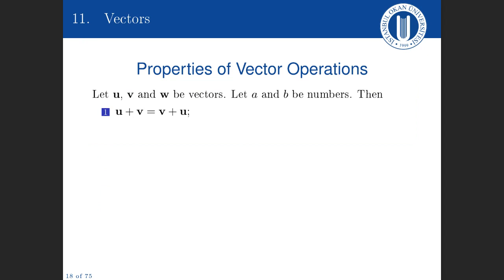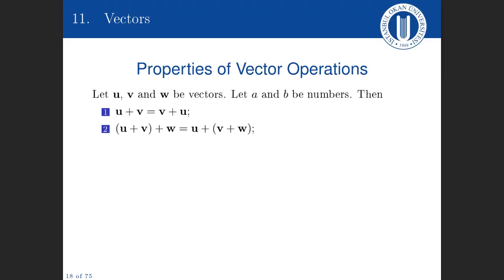Let's talk about some properties of vector operations. Let u, v, and w be vectors. Let a and b be numbers. Property 1: if we have two vectors and we're adding them together, it doesn't matter which order we do them in. u plus v is the same as v plus u. If we have three vectors, it doesn't matter where we put the brackets. (u plus v) plus w is the same as u plus (v plus w). u plus the 0 vector is always just u. u plus minus u is always the 0 vector.